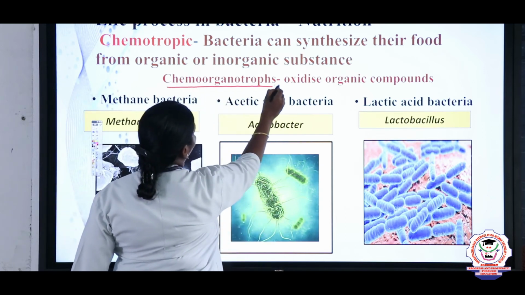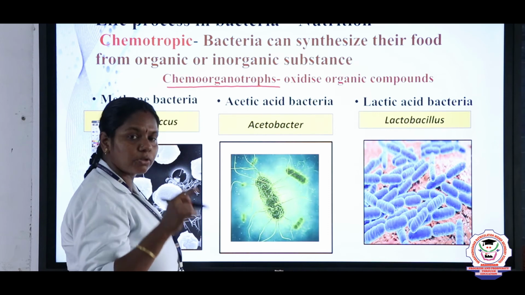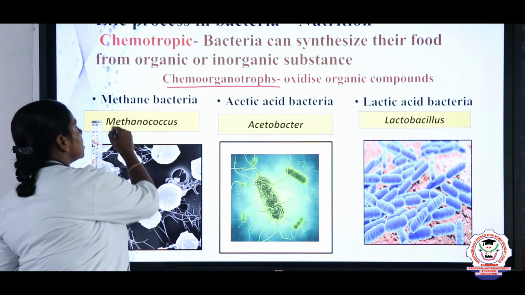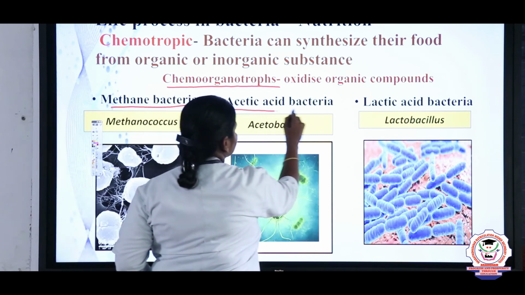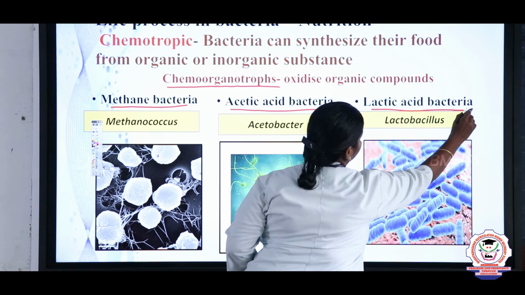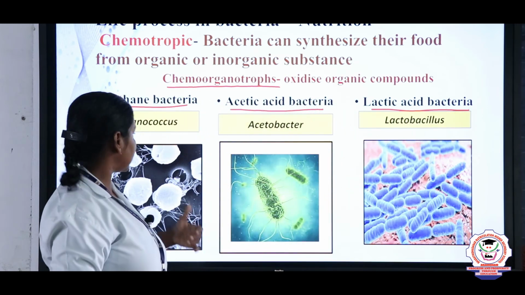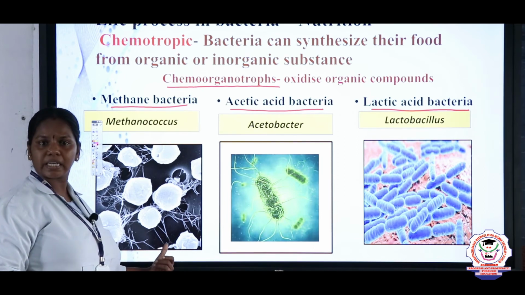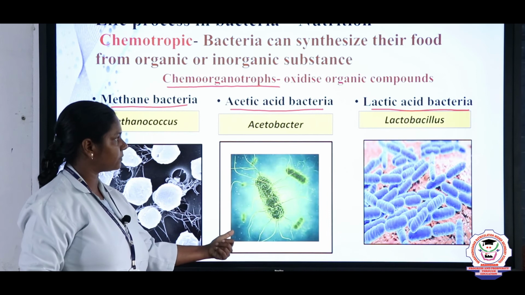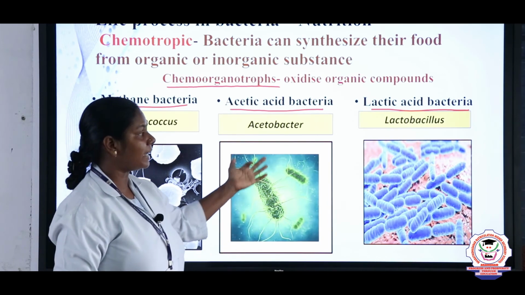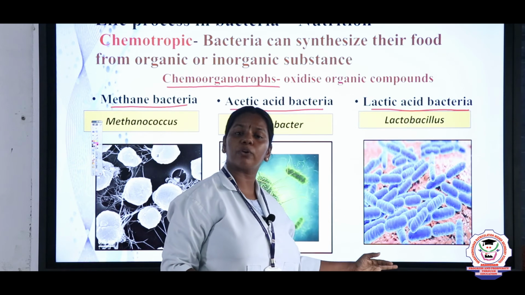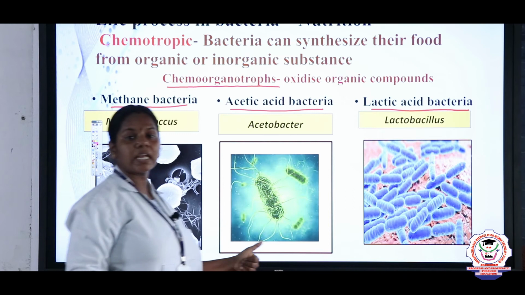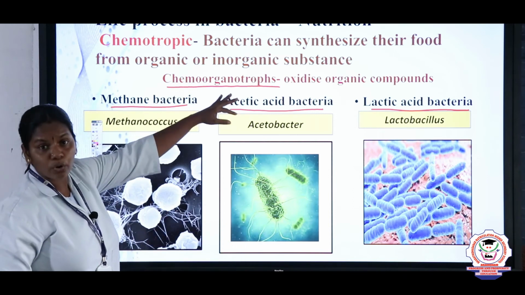Chemoorganotrophs depend on the organic compounds. We discussed the chemolithotrophs, which depend on inorganic compounds. They are of 3 types: methane bacterium, acetic acid bacterium and lactic acid bacterium, which are present in the organic acids. Here Methanococcus, this is an image of the Methanococcus bacteria, Methanobacterium, Acetobacter, present in the acetic acid, and Lactobacillus, which is responsible for the curd formation, lactic acid bacteria. So, these 3 come under the chemoorganotrophs.